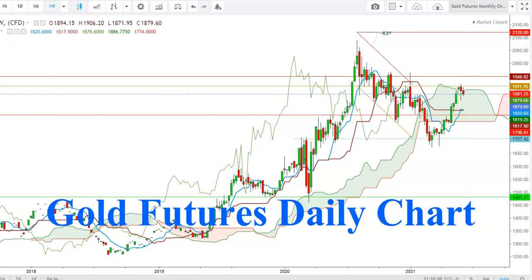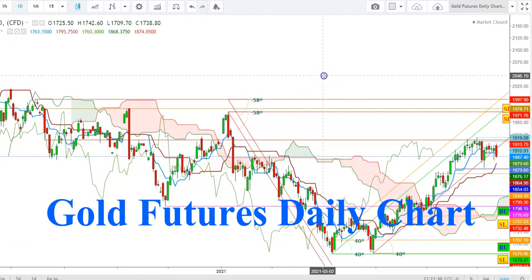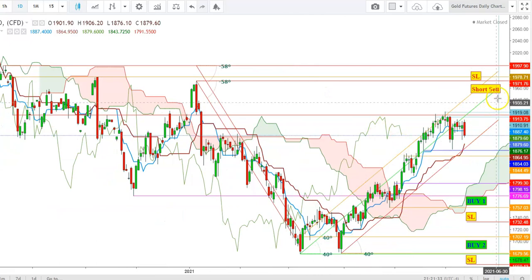So friends, now let's check this move in a daily time frame. So friends, here in a daily time frame, you can see that I have marked some zones where I would prefer to go long in a daily time frame. So friends, here you can see how the gold futures constantly found stiff resistance at the levels of $1914 during the past few trading sessions.